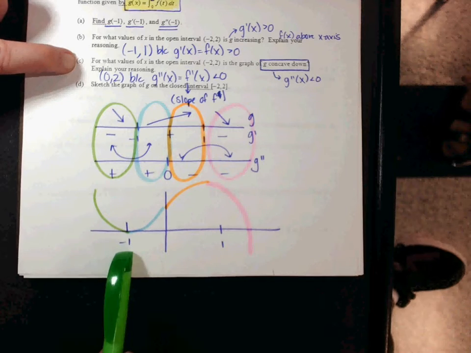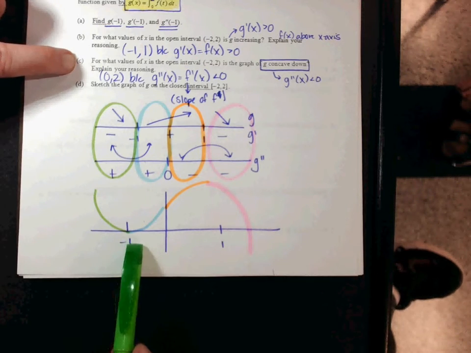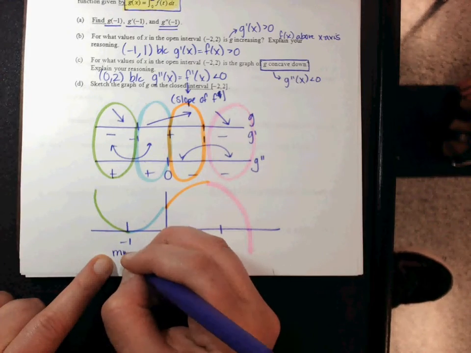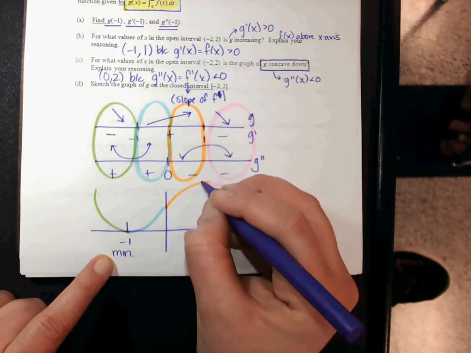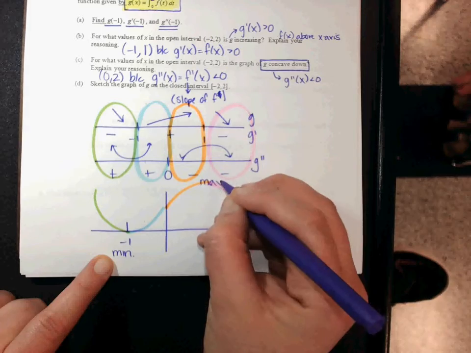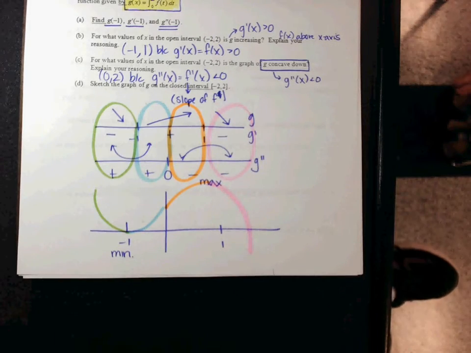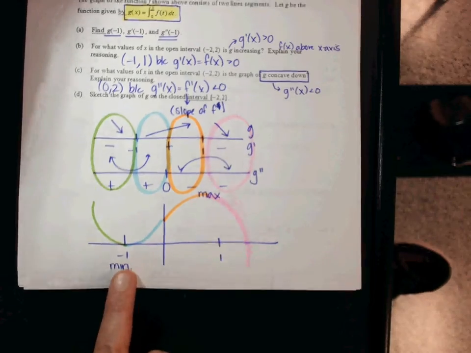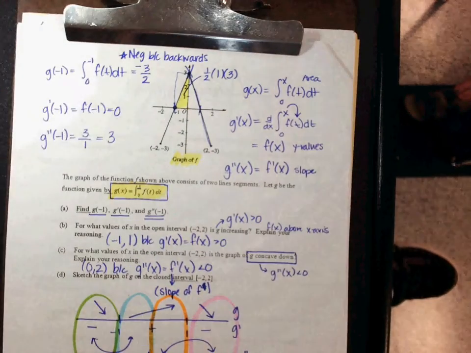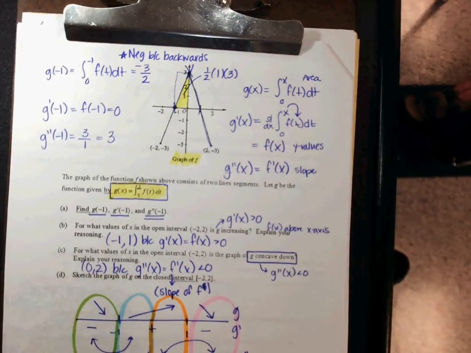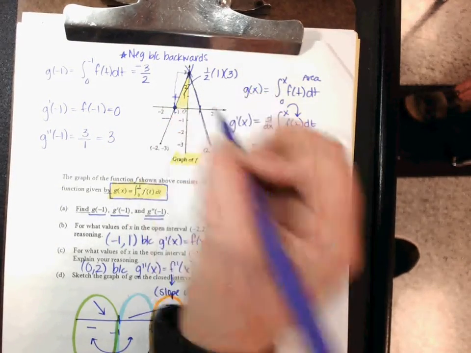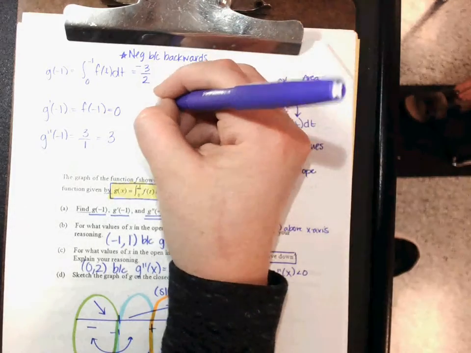What type of extrema is this at -1? A min or a max? Minimum. What type of extrema is this? Maximum. Look back up at your graph. And this is review. We've already covered this. But do you see why -1 is a minimum looking at your sign change? How does it change sign at -1? Negative to positive. That's consistent with a minimum.